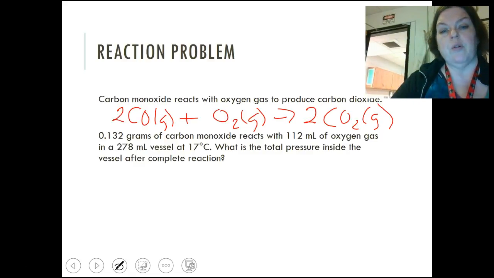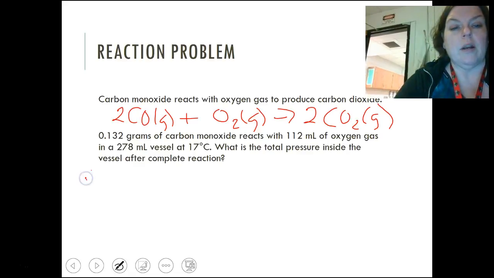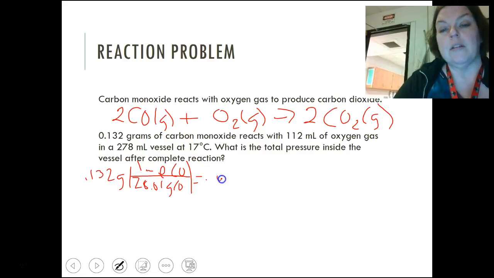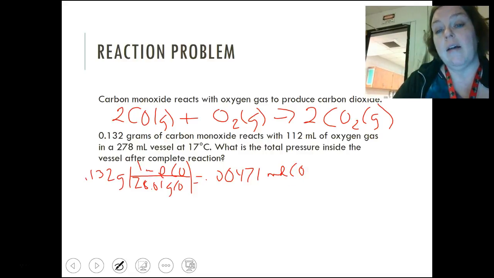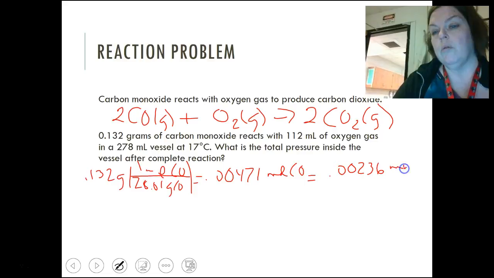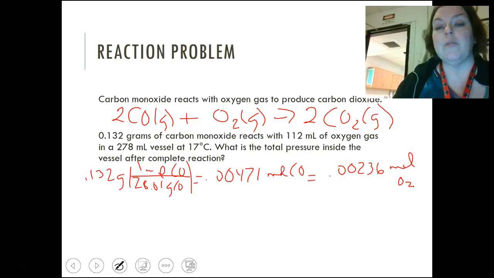So we know we have 1.32 grams of carbon monoxide, so let's go ahead and change that over right now into moles. 1.32 grams into moles, that's 28.01 grams of CO over 1 mole of CO. Okay, and we get 0.00471 moles of CO. That would mean that I would need half that much oxygen. So that means I would need a total of 0.00236 moles of O2. So how many moles of O2 do I have?